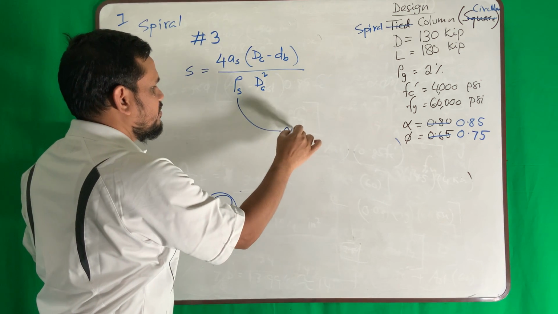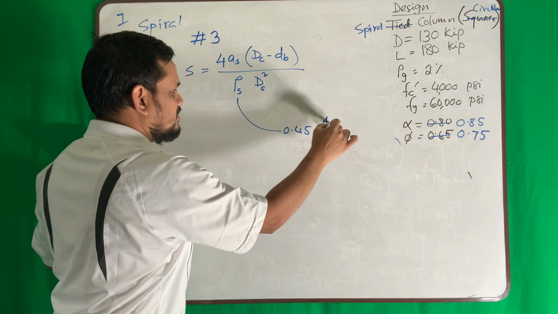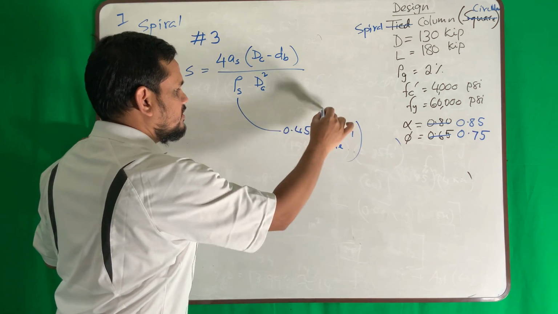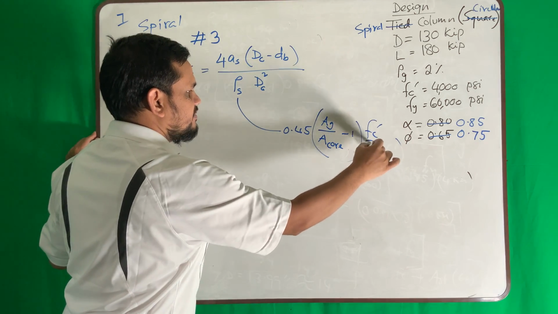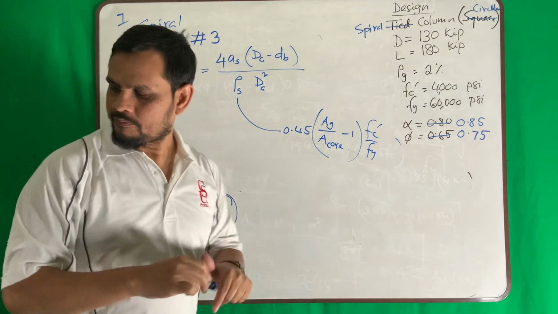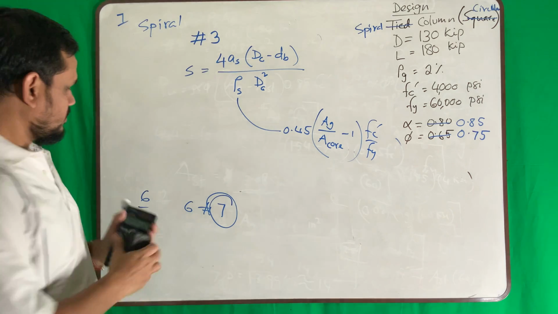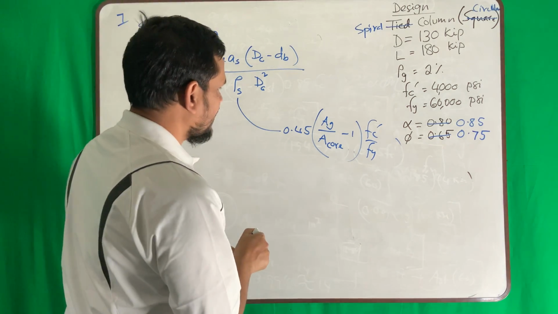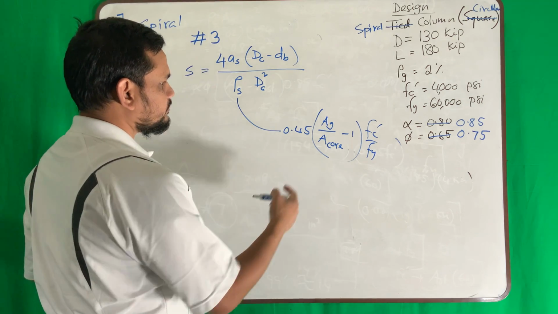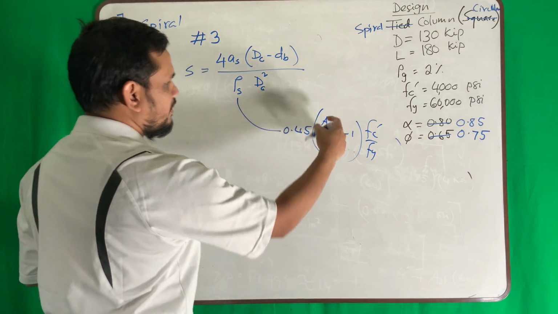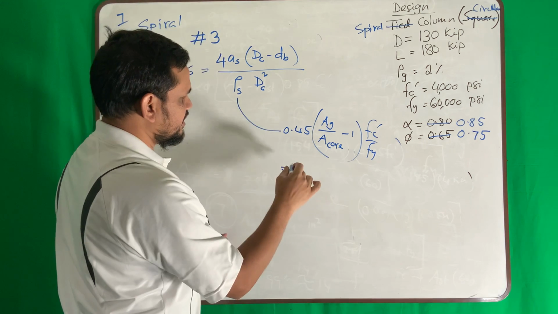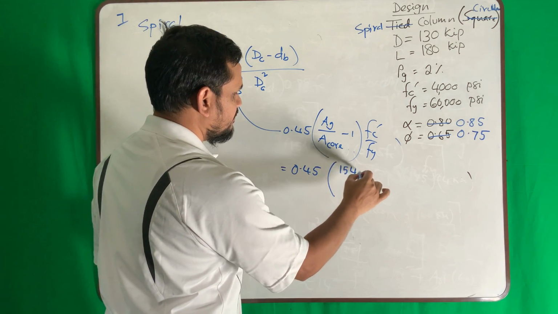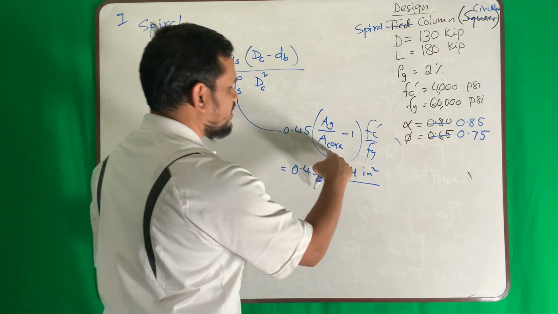Where ρs is 0.45 (Ag/Ac minus 1) f'c over fy. Okay, so let us find one by one. We know our gross area. First calculate this one: 0.45, gross area was 154 inch square. What is the core area?